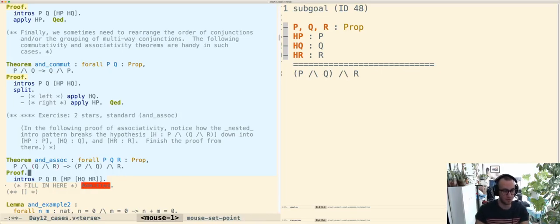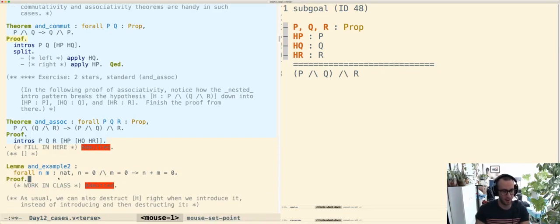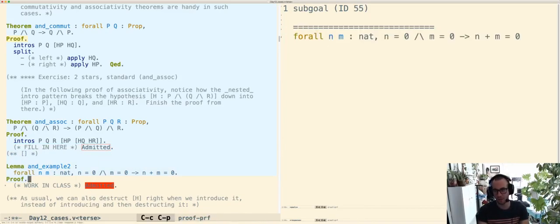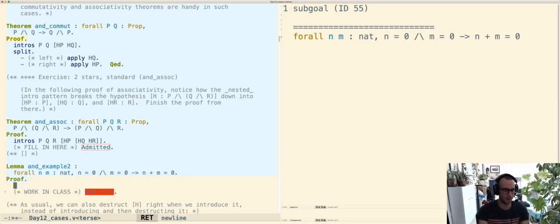Okay, so you'll have to finish this proof as your homework. I want to finish up with an example with non-abstract propositions. So let's start here. For any natural numbers n and m, if n equals 0 and m equals 0, then n plus m equals 0. Let's do it the slow way.